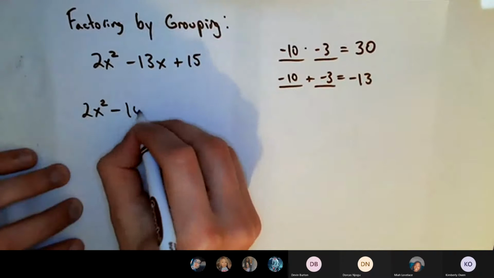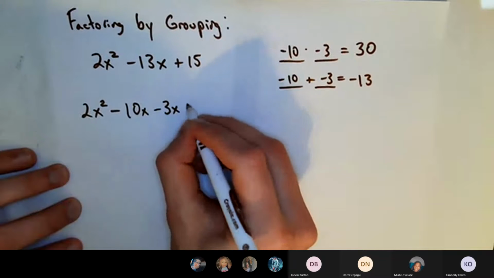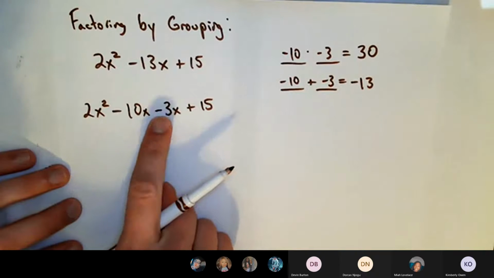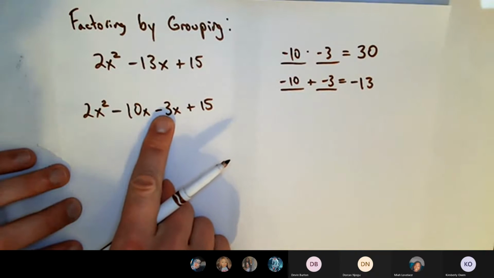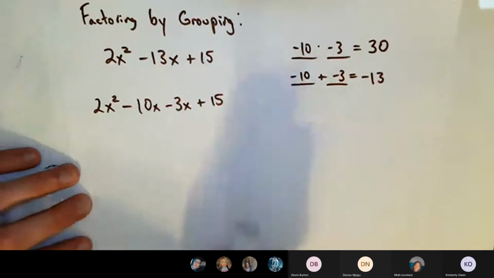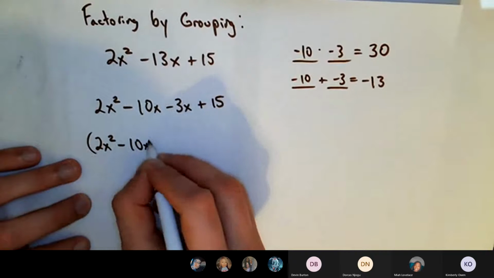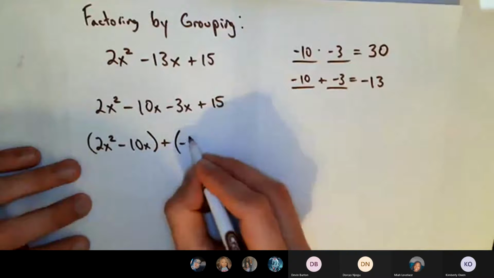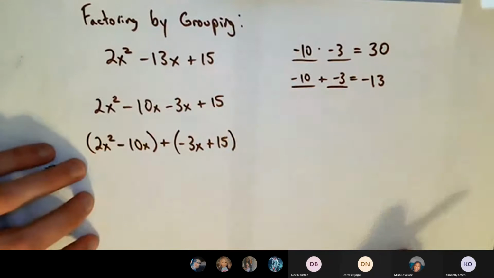So I'm going to have negative 10x. And does it matter which order I put them in? No, it doesn't. We do have to remember that little thing I said about dealing with a negative. If this term is negative, which it is in this case, then we have to be careful in our next step when we group these things into 2 groups of 2. I'm going to say plus, and I'm going to include that negative inside that second group there.